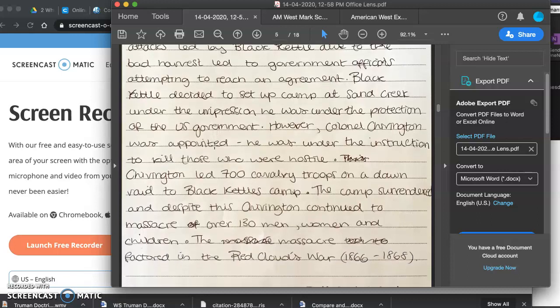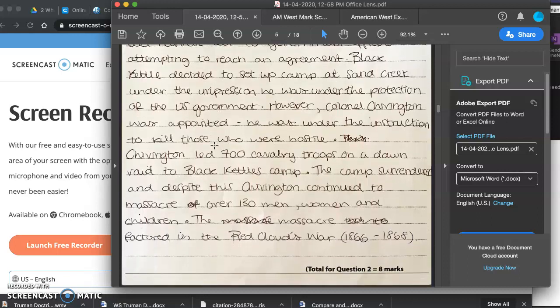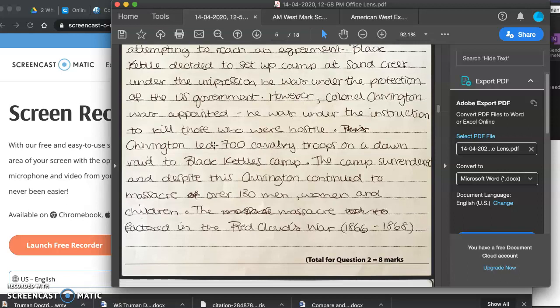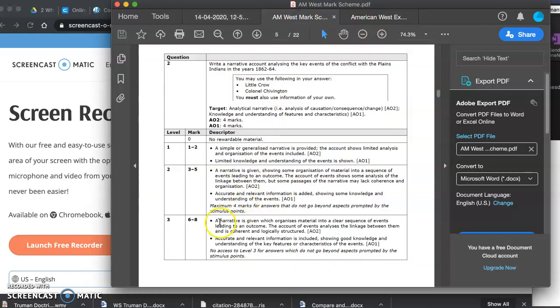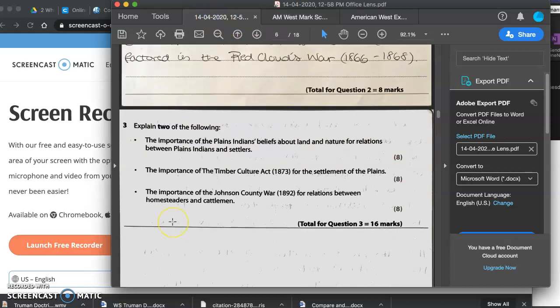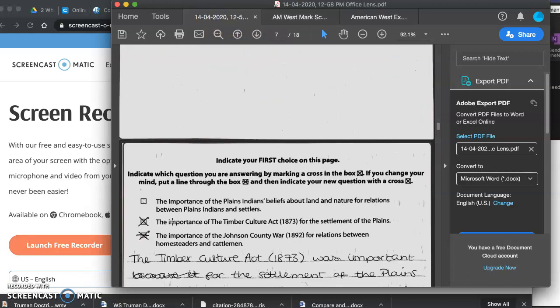Tried to come up with Sand Creek under the impression he was under the protection of the US government, however. Chivington was appointed. Yeah, this is an outstanding answer. Very, very good answer, that one. You give the narrative. There's a very clear sequence of events. You've gone for chronological there. I can see where you've linked between paragraphs and within a paragraph as well. And there was a lot of accurate and relevant knowledge there. Outstanding answer. Clearly 8 marks. So we're on top marks so far.